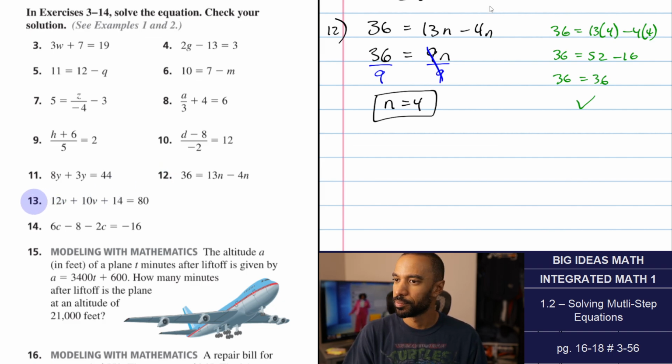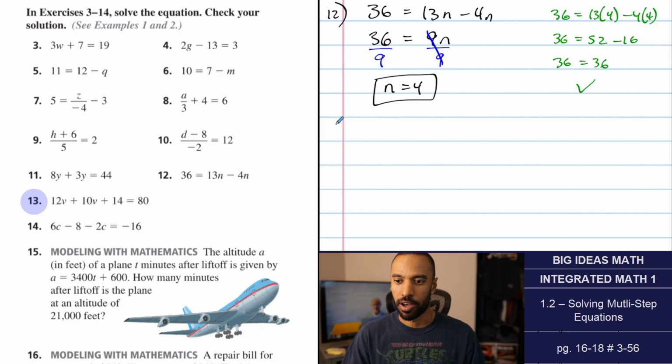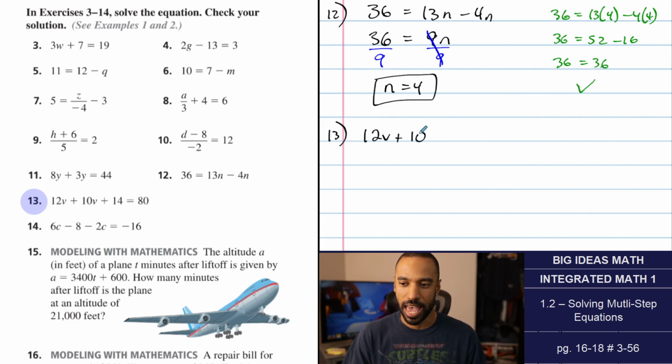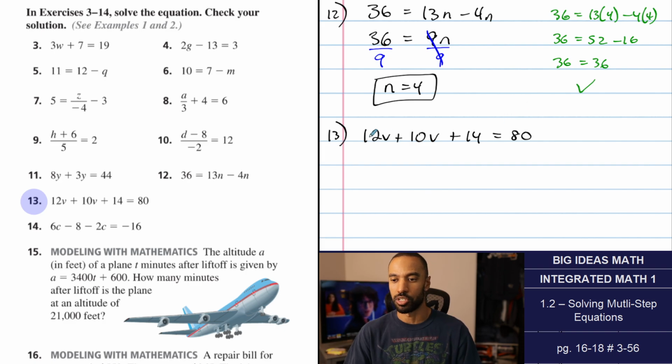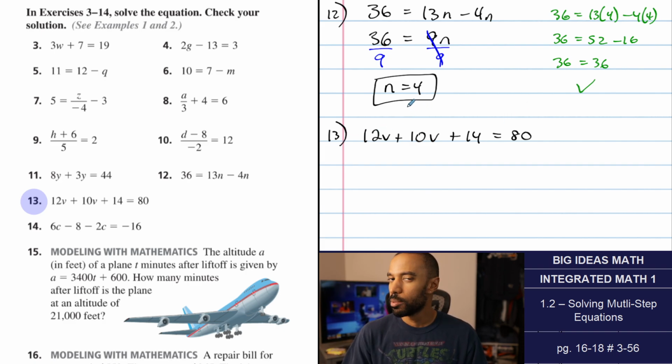Number 13, more to simplify. 12v plus 10v plus 14 equals 80. Problems to attempt to do. What terms can combine? Only the ones with the v's in them. 14's a constant. We'll have to move it over at some point, but start with simplification. 12 plus 10 is 22.